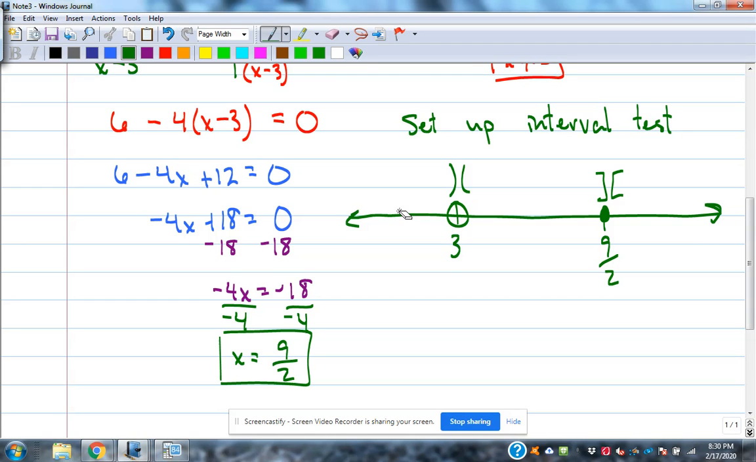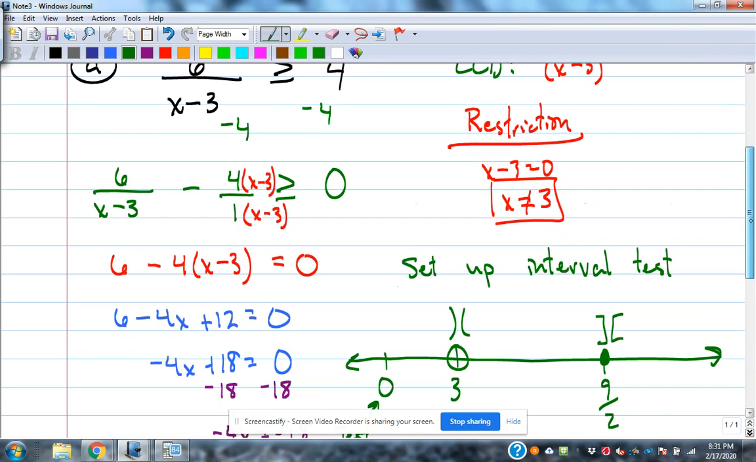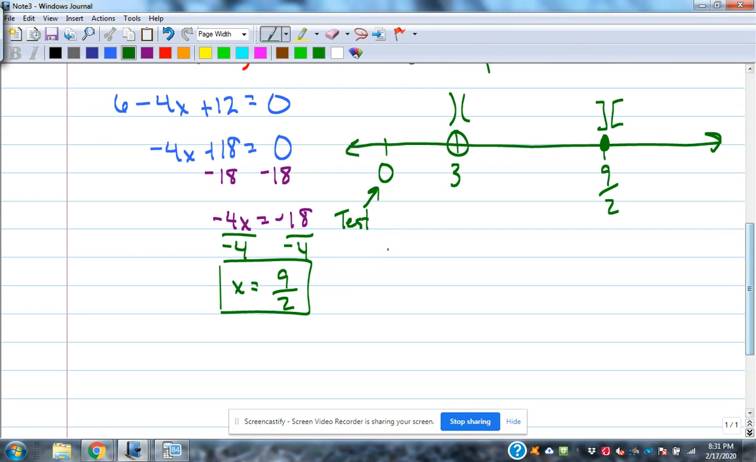Okay? Pick me a number that would be easy to plug into the problem that's less than 3. 0. Absolutely the best one I could have thought of. We're going to plug a 0 in. That's our test number. So I'm going to go up here to my problem where I had it greater than or equal to 0. I'm going to plug in 0 into 6 over x minus 3 minus 4, and I'm going to compare that to 0. So I went to where I had the problem, 6 over x minus 3 minus 4 greater than or equal to 0, because it's easy to work that out.